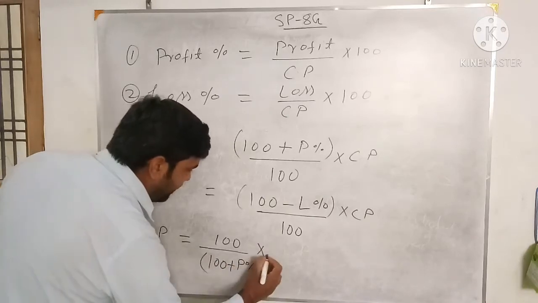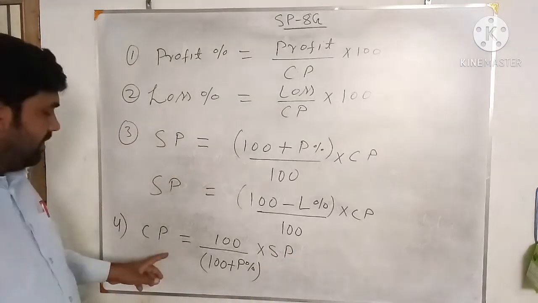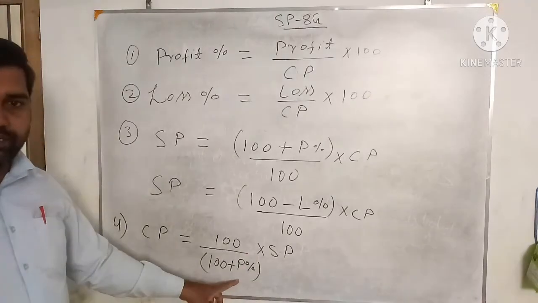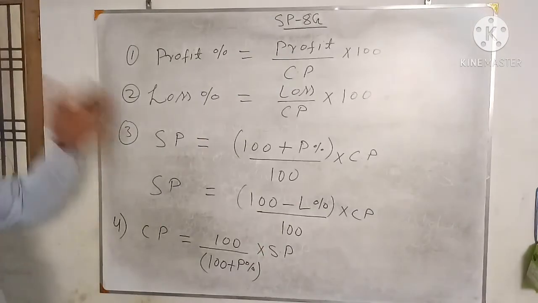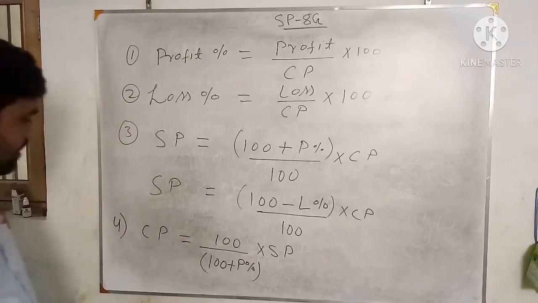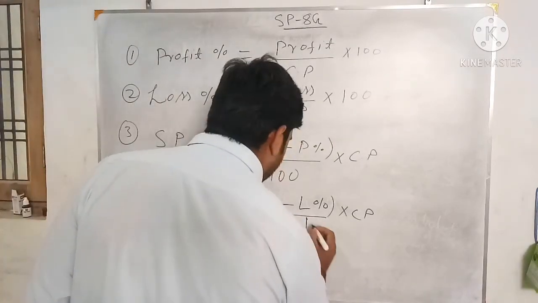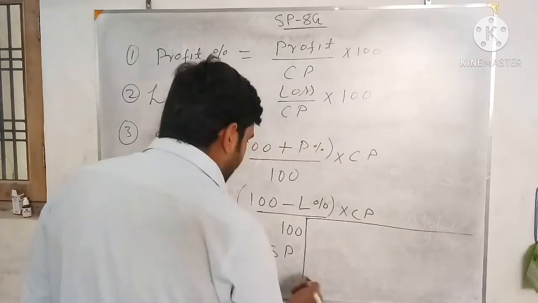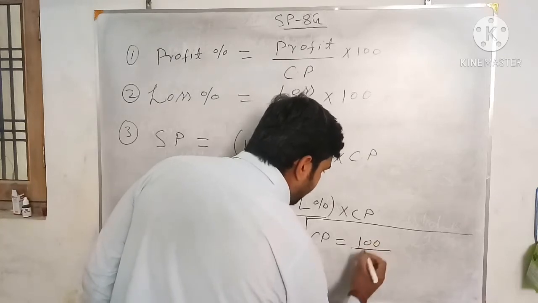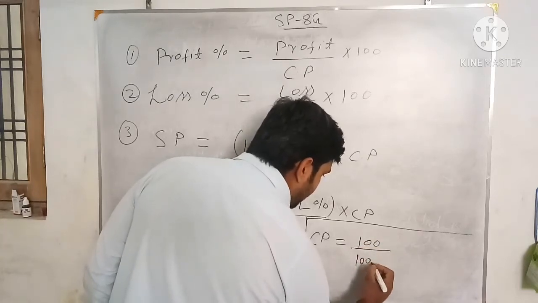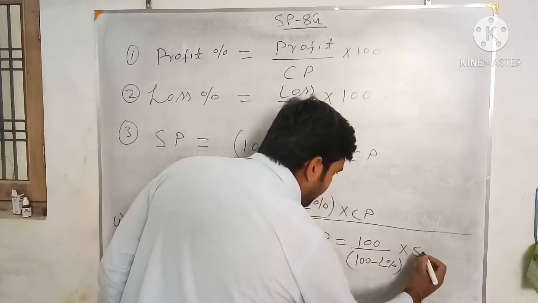100 upon 100 plus profit percent into selling price. The formula of the CP, when selling price is given and profit percent is given, is 100 upon 100 plus profit percent into selling price. Now if there is a loss, what will be the next formula for the cost price? In case of loss percent, it is 100 upon 100 minus loss percent into selling price.